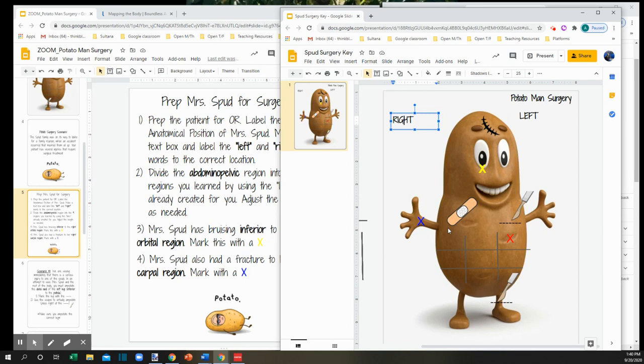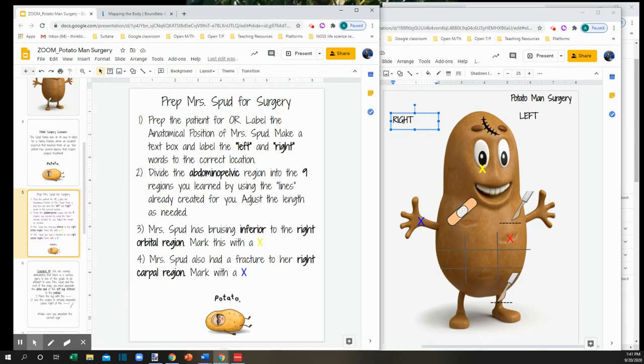So it's always from the perspective of the patient or the person that is the anatomical term you'd be using. This is the patient's right side, this is the patient's left side. That is how you should have had it correctly labeled, not two options, just one. The next one is to divide the abdominopelvic region into the 9 regions that you learned.